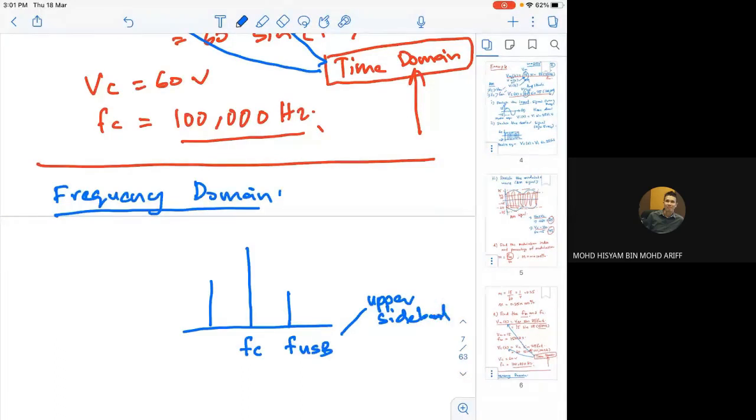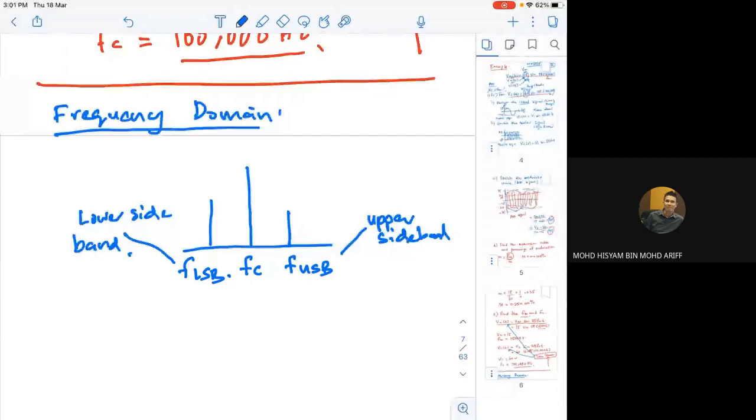Upper sideband. Here we got F lower sideband. Frequency of lower sideband. Okay, so what's the formula?